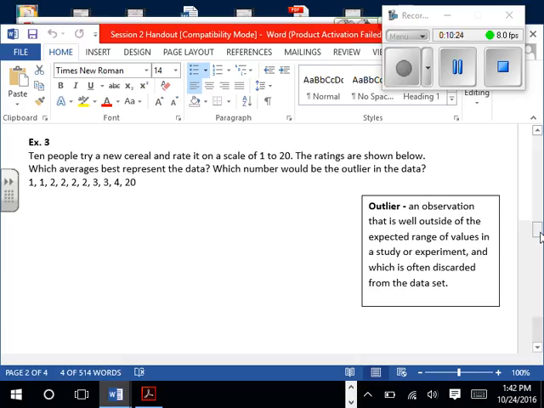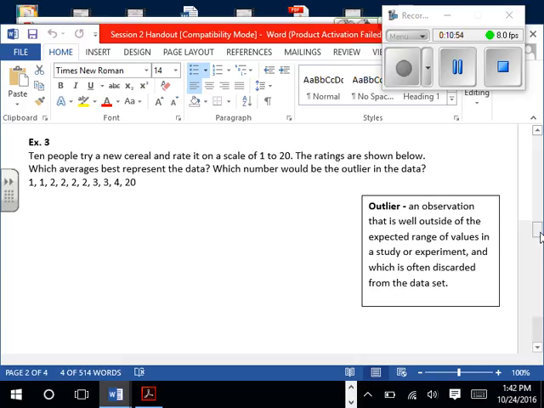The other version of outlier are like superstars. So let's say Bill Gates or Mark Zuckerberg, people that's created stuff, or Michael Phelps or whatever. They're outliers because they're so far out of the group. So outlier, let me see if I can mark any keyword here. Observation that is well outside of the expected range of values or experiment, which is often discarded from the data set. That part is worth double marking.